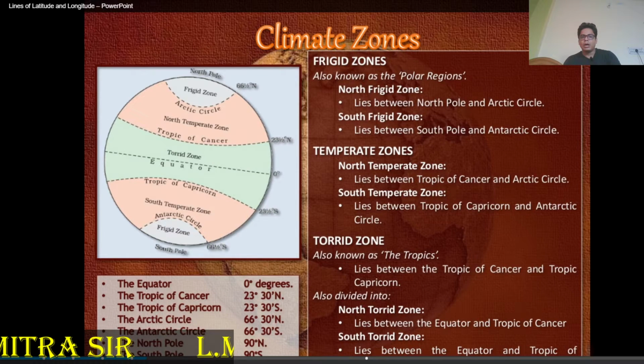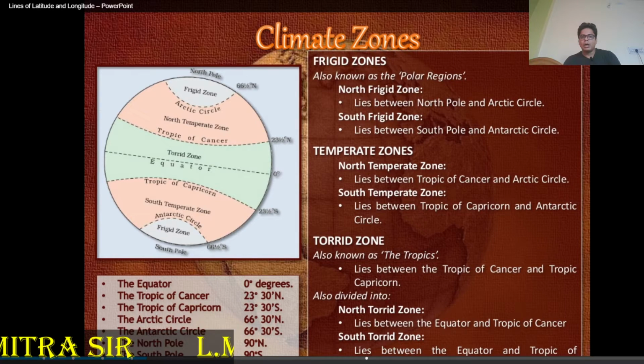The third zone is known as the frigid zone, meaning the polar regions: the north frigid zone and the south frigid zone. The north frigid zone is from 66.5 degrees north to 90 degrees north. Frigid means freezing, with temperatures of minus 60, minus 70, even minus 80 degrees. So the temperature is always below zero.